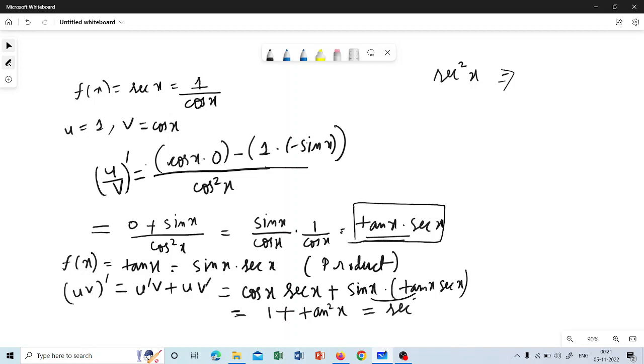So we have got the expression for the differentiation of tan x using the first principle method, then using the quotient rule, and then using the product rule. So this is very clear now how we are going to use it.